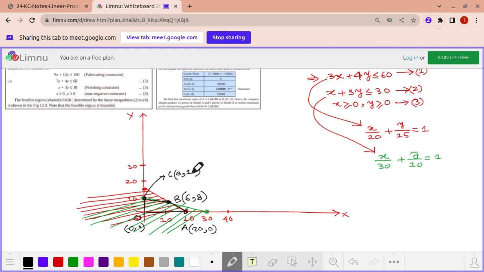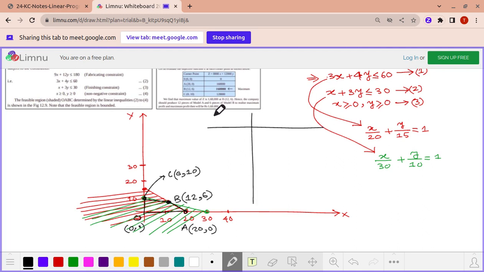If we solve, I made a mistake here, dear students. If we solve these two straight lines, x plus 3y equal to 30 and 3x plus 4y equal to 60, we get x equal to 12 and y equal to 6. So the coordinate of point B will be 12, 6. Sorry, whatever I said earlier was wrong. Now let's find the value of the objective function using the corner point method.